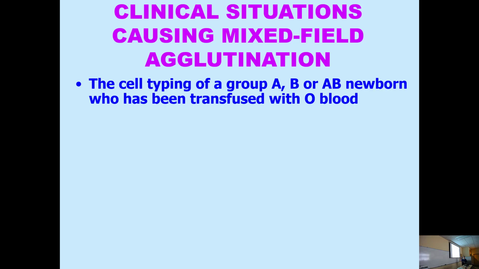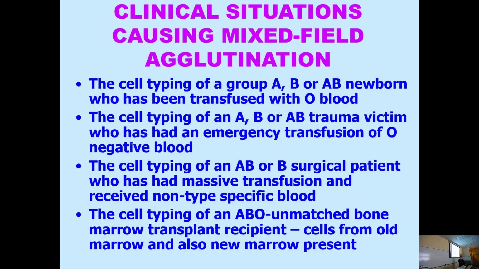So here are classic situations. We're going to see cell typing of a group A or AB newborn who's been transfused with O blood. Remember, intrauterine or newborns, we're going to give them O negative, very well washed blood, because we don't want them reacting with anything, so they're going to have a lot of O blood in their system. Cell typing of an A or AB trauma victim who has received emergency transfusion of O negative blood, or any O, because right now, remember, we don't really always stick to the O negative, except in women of childbearing age, so it could be an O positive sometimes.